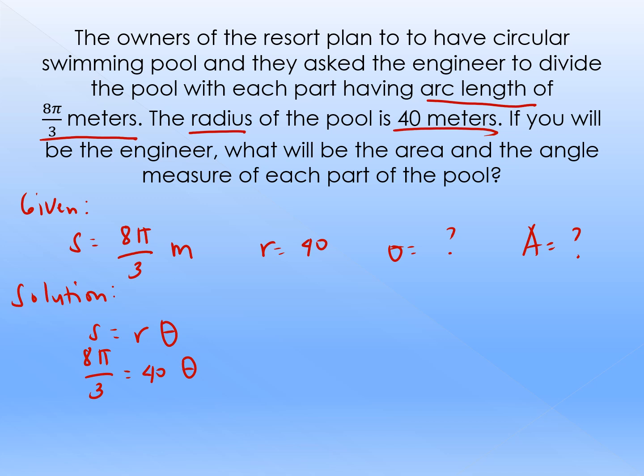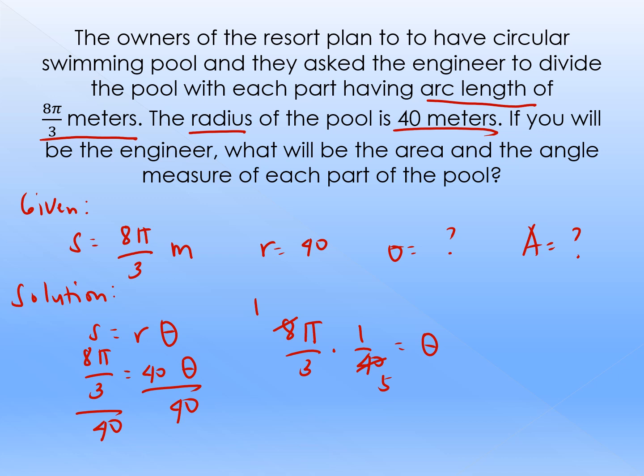To find theta, we need to divide both sides by 40. So now we're going to have 8 pi over 3 times 1 over 40. If we're going to multiply a fraction to a whole number, we get the reciprocal of 40 and multiply that to the numerator, which is equal to theta. 40 and 8 can be simplified. They are both divisible by 8. So 8 divided by 8 is 1. 40 divided by 8 is 5.